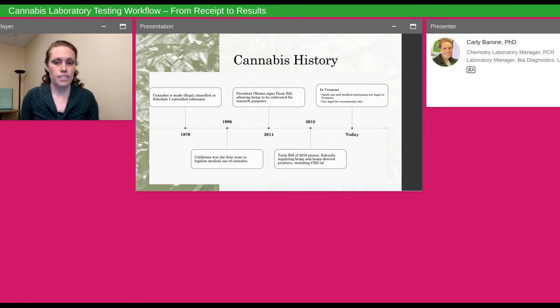In 1996, California was the first state to legalize the medicinal use of cannabis. And in 2014, President Obama signed the Farm Bill, allowing hemp to be cultivated for research purposes. Very recently, the Farm Bill of 2018 was passed, federally legalizing hemp and hemp-derived products. And today, specifically where we are in Vermont, adult use and medicinal marijuana use are legal, but the recreational sale of marijuana is not legal as of yet.